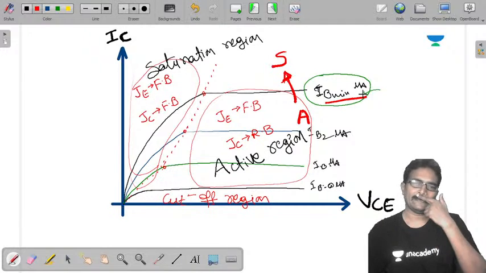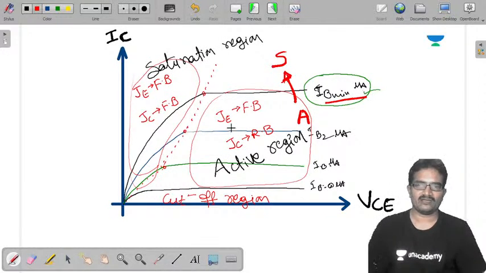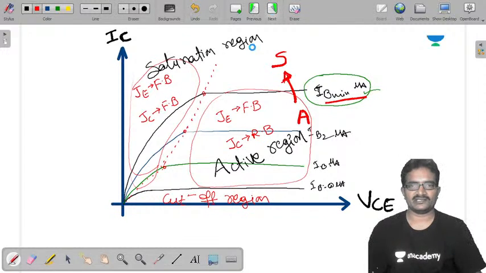This is the output characteristics of the transistor. So my dear students, this is very, very important to you. In transistor biasing, this characteristic plays a vital role. Please don't forget. Please concentrate on this. Now, this is our today's topic.